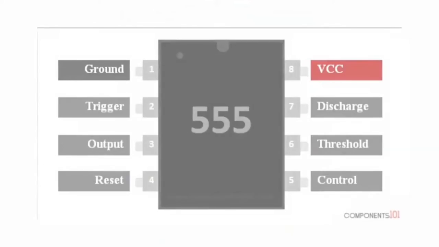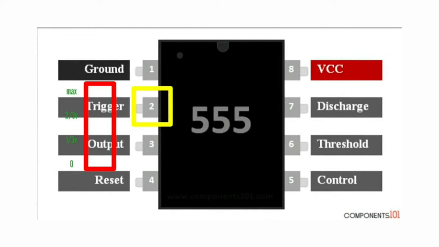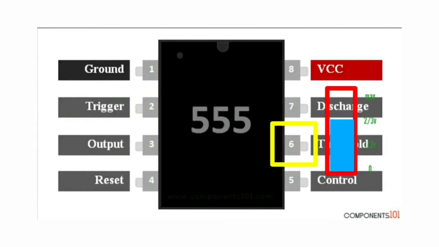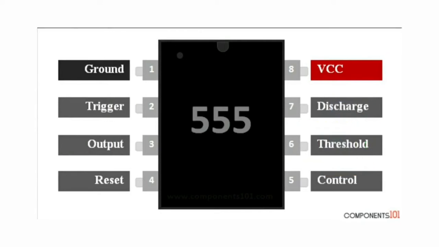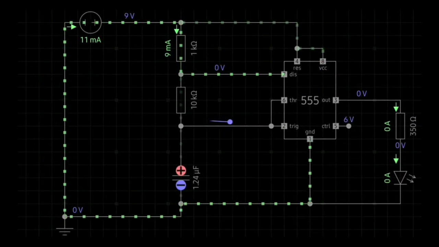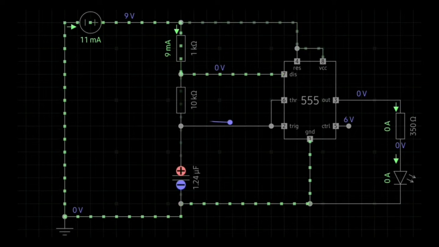555 IC consists of 8 pins. In that, the second pin is the trigger pin. If the voltage at it reaches below 1/3 of the supply voltage, output pin 3 turns on. Also, when the voltage at pin 6, the threshold pin, exceeds 2/3 of the supply voltage, the output turns off. Pin 1 and pin 7 of the 555 IC connect internally while the output is off, and it disconnects when the output turns on. So, when we connect power to it, the capacitor will be in a discharged state.